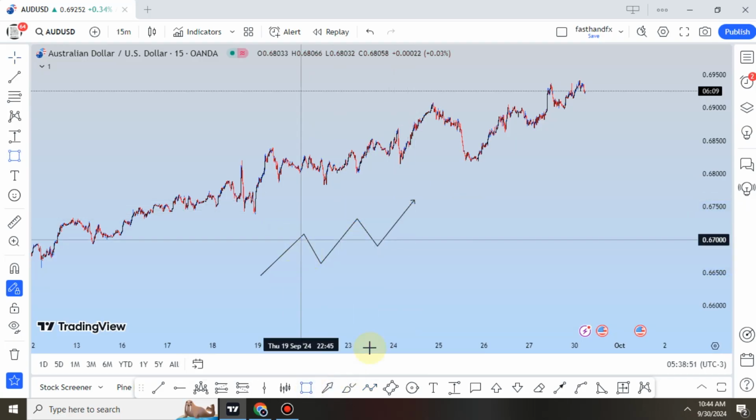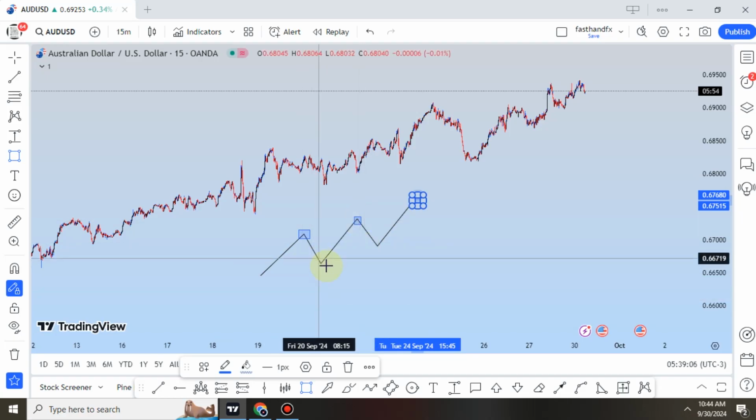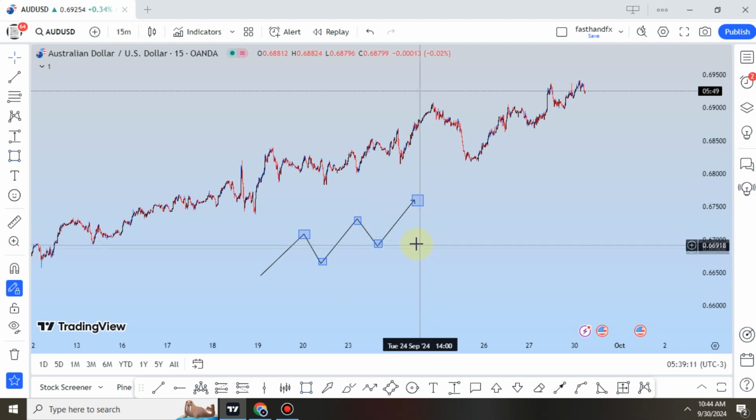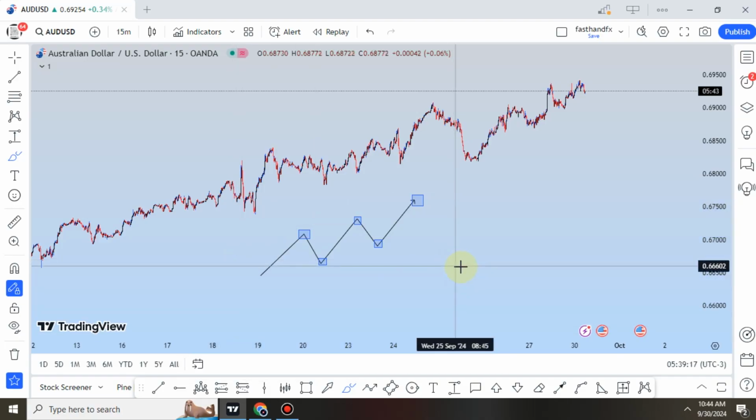Now if you look at this over here, this high is higher than the previous high, right? This high right here is higher than the previous high, correct? And this low right here is higher than the previous low. So that just tells you that this is a bullish market, and the only thing you should be looking out for are strictly buys.